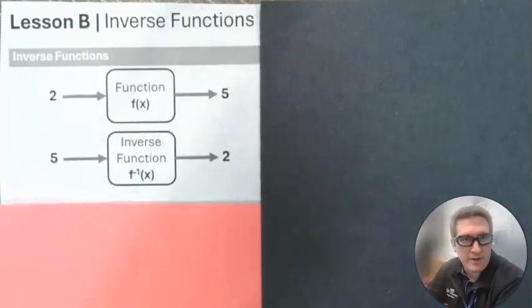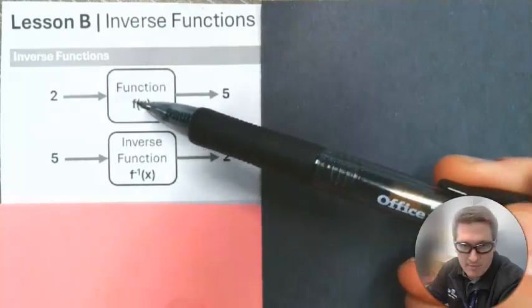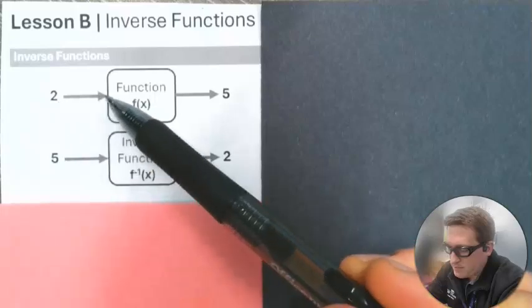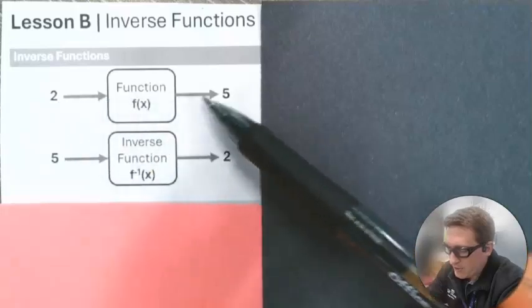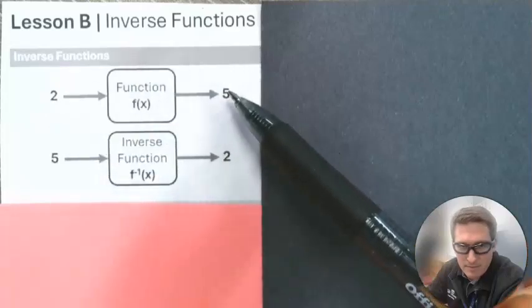Now we're going to talk about inverse functions. So let's say I have some function f of x, and its x value is 2, and I plug that into my function, and it calculates 5, right? So this is my input, and that's my output.